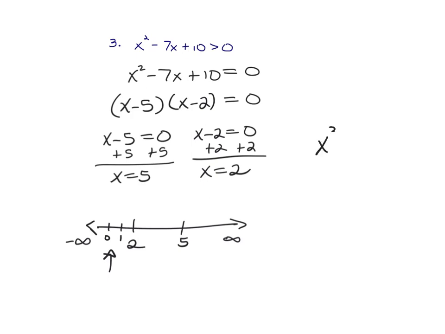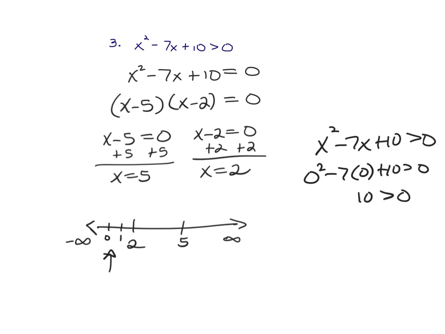So x squared minus 7x plus 10 greater than or equal to 0. Original problem. 0 squared, negative 7 times 0 plus 10. I get 10 greater than 0. Is this true or false? It's true. So the section on my number line where the 0 occurs is this first one.